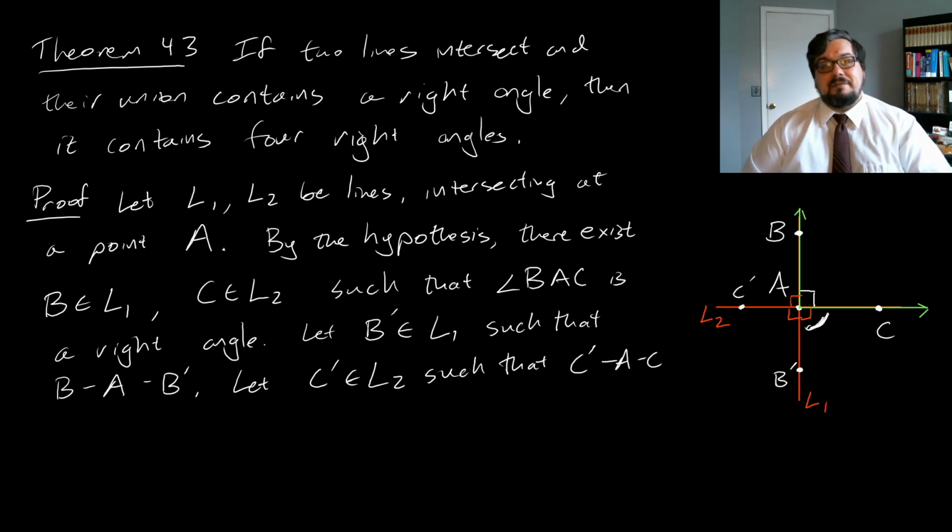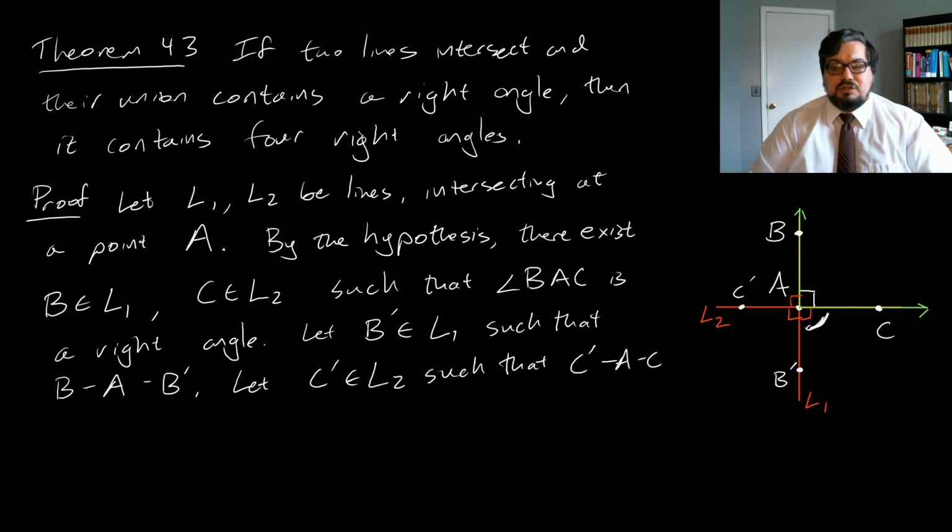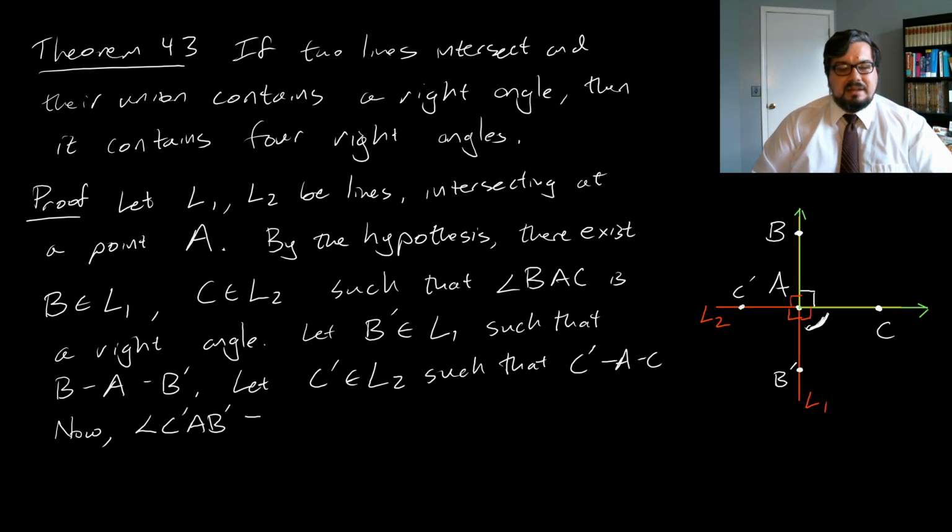So now we have symbols that we can use to talk about all the other angles. So let's do that. We can attack them a couple different ways, but let's do it this way. Angle C prime AB is congruent to angle BAC since they are a vertical pair. This is using Theorem 42.